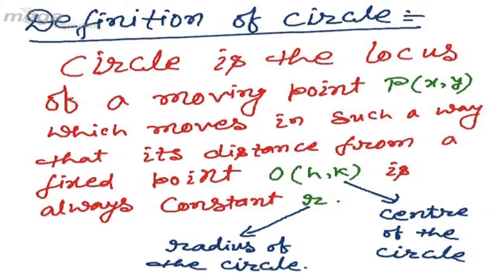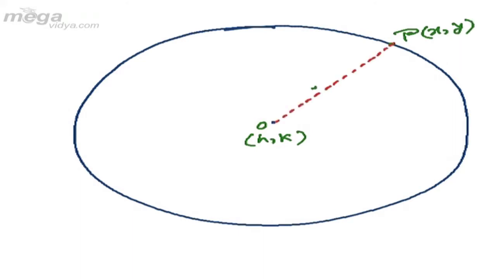The locus is the path. When we move, like when we draw, it becomes a circle. This is the fixed point whose coordinate is O(h, k). This is the moving point P(x, y), and this is the distance, which is r, and this r is constant. What will be the equation of this path? That is, what will be the equation of the circle?